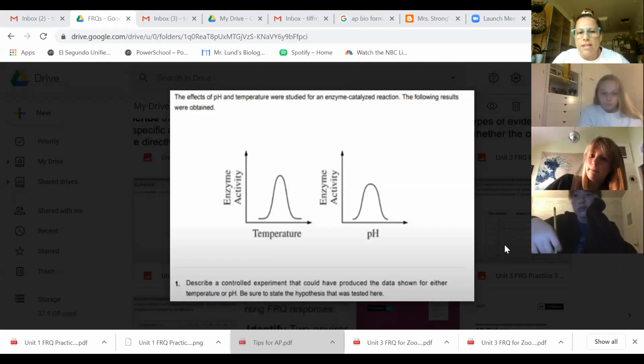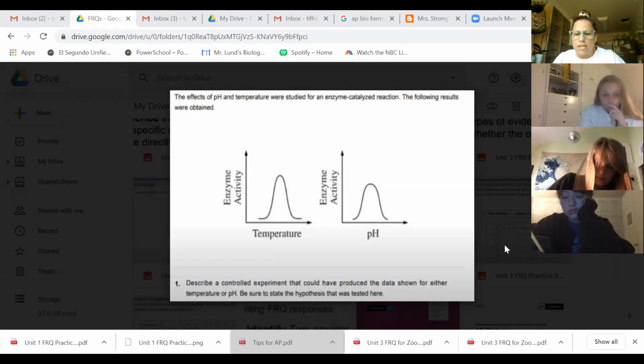It says, the effects of pH and temperature were studied for an enzyme catalyzed reaction. The following results were obtained. And then you have two small graphs. And then it says, describe a controlled experiment that could have produced the data shown for either temperature or pH. Be sure to state the hypothesis that was tested here.